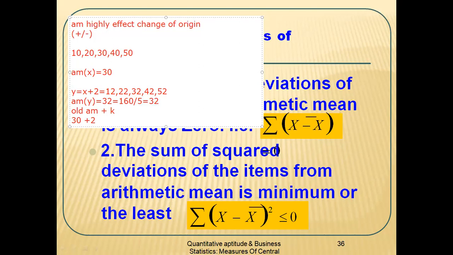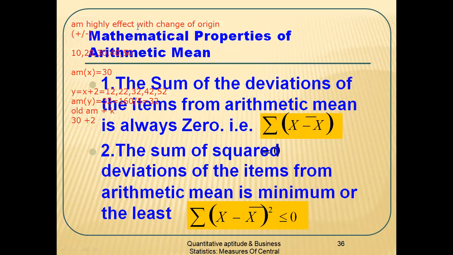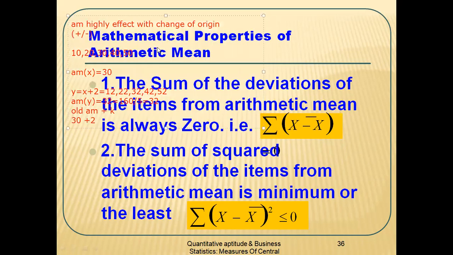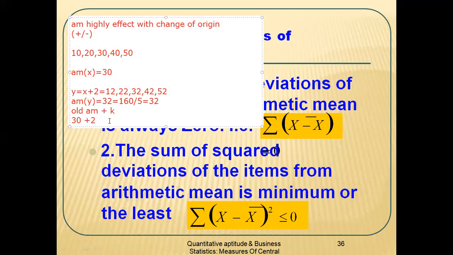That is property number 3. Arithmetic mean is highly affected with change of origin. I use the word highly, not completely. Why did I not use the word completely? Because, let me give another example. If I add 0 to the observations, what are the new numbers you get? The new numbers are x plus 0.